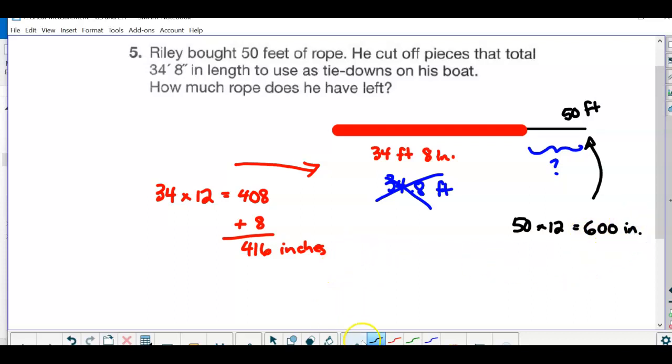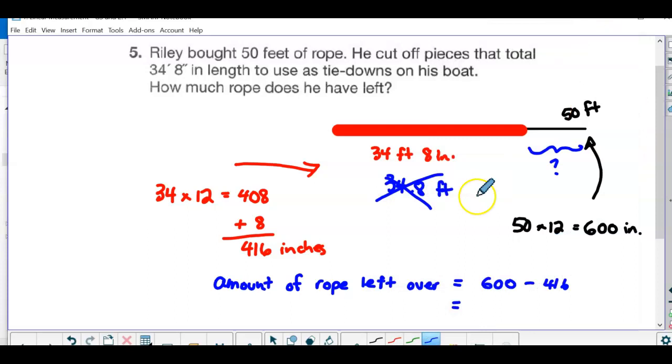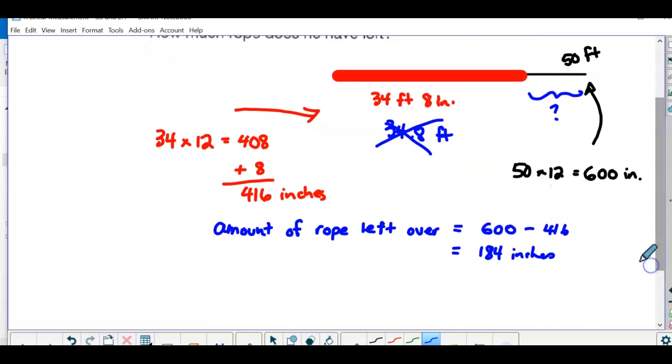Okay, and so the difference, so the amount of rope left over, that's going to be 600 minus 416. So 600 minus 416 is 184 inches. Now, it didn't say what unit to show it in, so that's the answer, okay, one version.